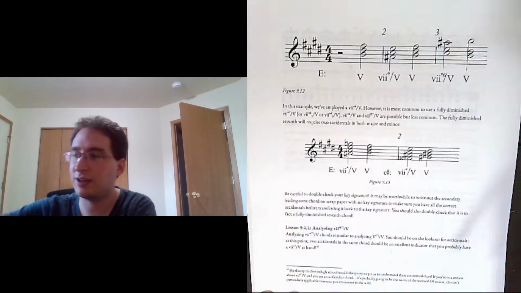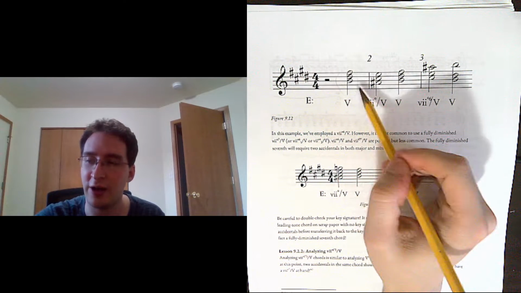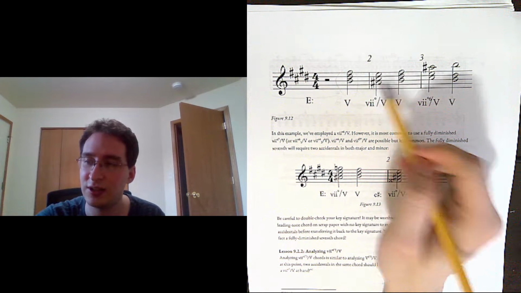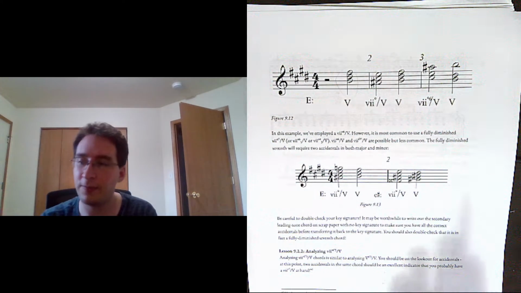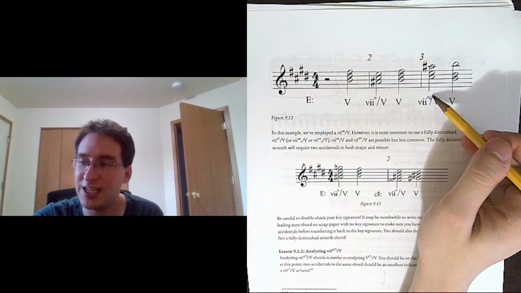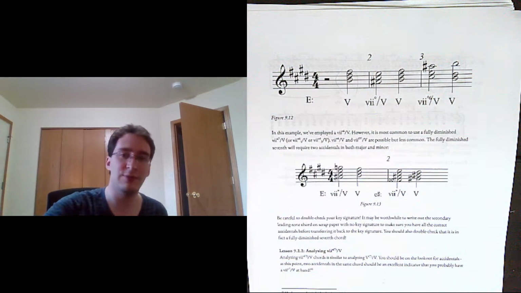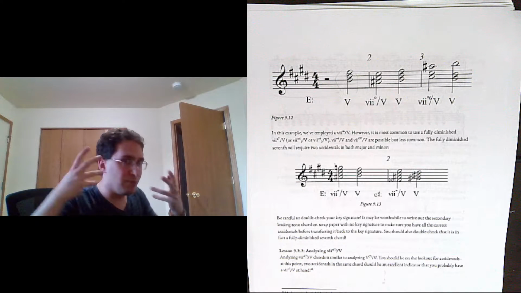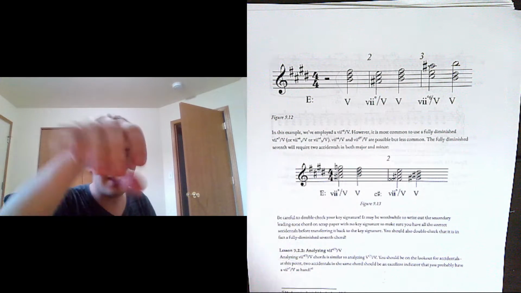So we can see that written out in notation up here. We're in E major, we've got our 5 chord. We write our 7 diminished, and then that's just voice leading. So we have 7 diminished 6 of 5 here. It's more common to use a fully diminished 7 because the whole purpose of having these secondary chords is to lead to the next chord.